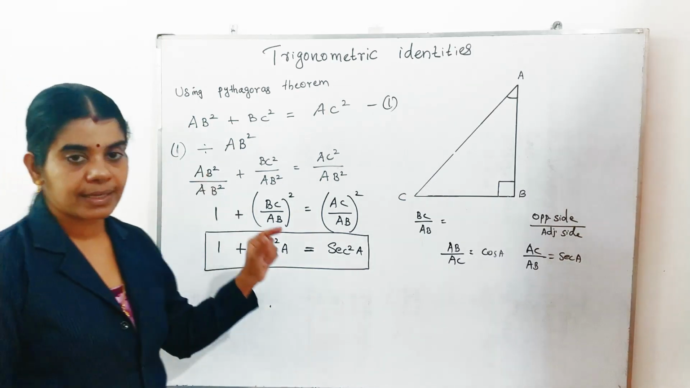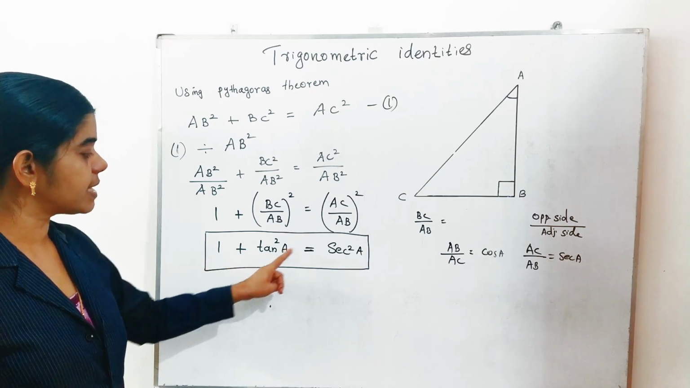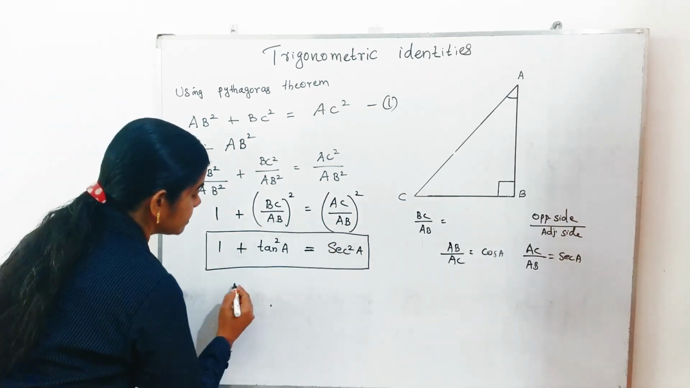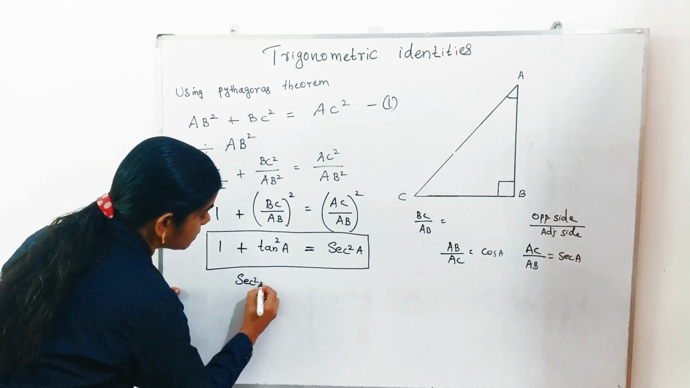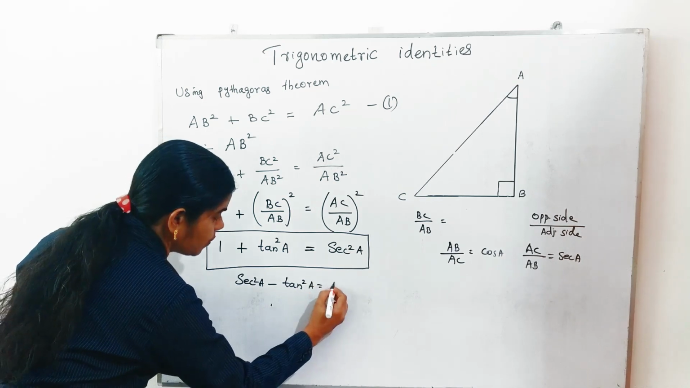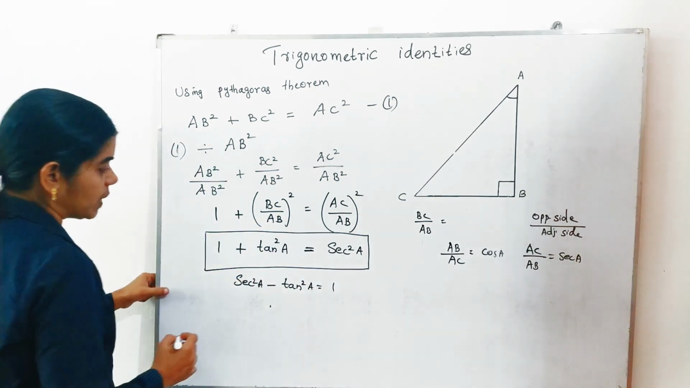So the previous identity we write down again, and we get two more identities. 1 plus tan square A is equal to sec square A. Next I am taking this tan square A there, so sec square A minus tan square A is equal to 1. That relation also you can write from this one.